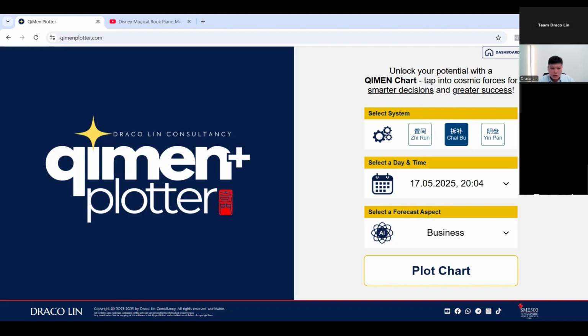So that's why we focus a lot on the system, where we want to make sure that the chart is you. This is very important, ultra important. That's the focus in destiny. But in Qimen Dunjia, in I Ching, it's not so much about the system that you use. It's about that moment, at that time, your affinity with that chart when you plot.